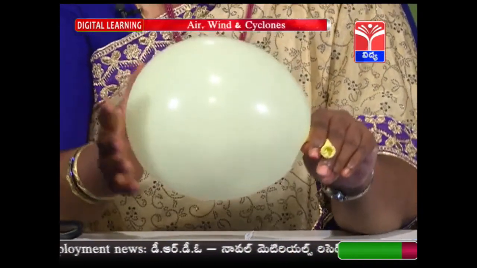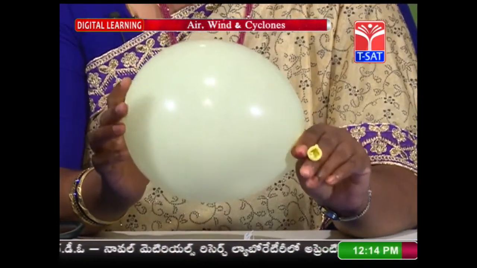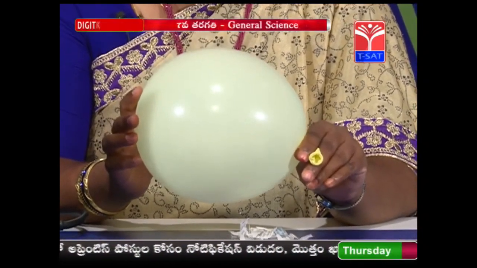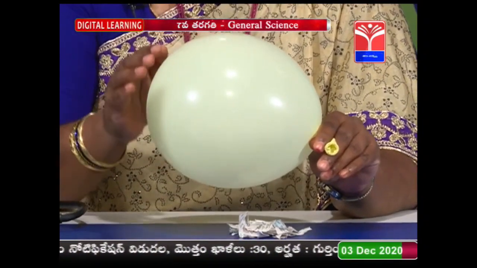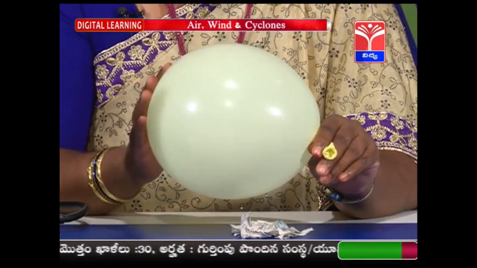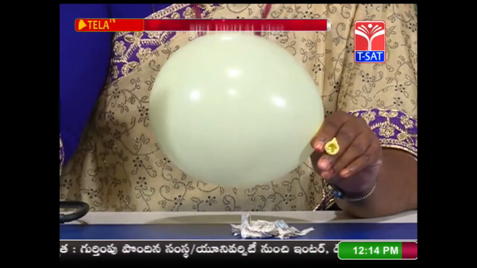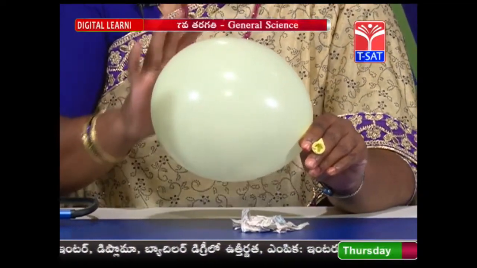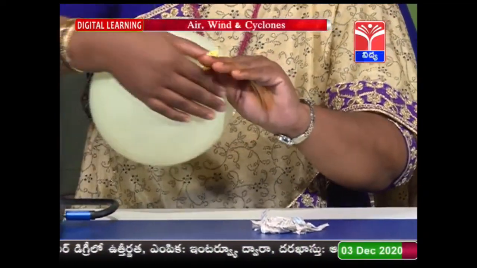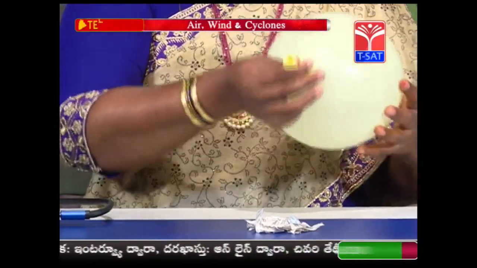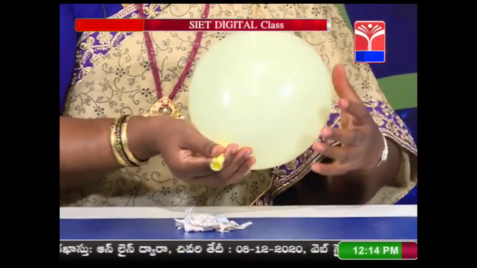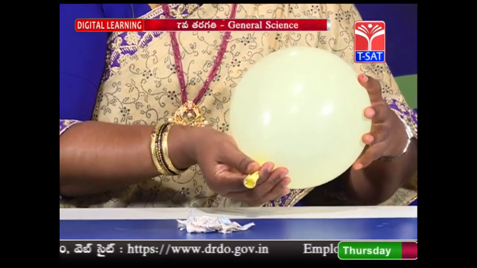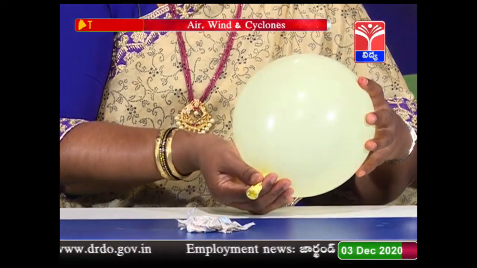Children, here I have taken a balloon and filled air. Now, what we try to understand in this activity is that the air which is present inside the balloon has some pressure and the air which is present in the surrounding has less pressure compared to it. So, what happens when I open the mouth of the balloon over this paper? What happens to this paper? Shall we try and look at what happens, children? So, observe carefully.